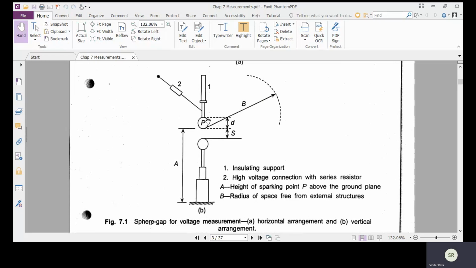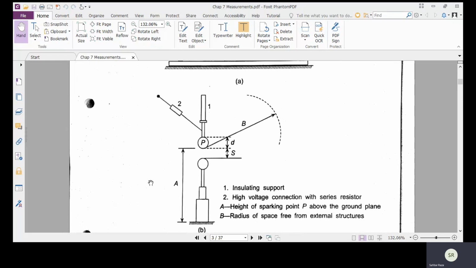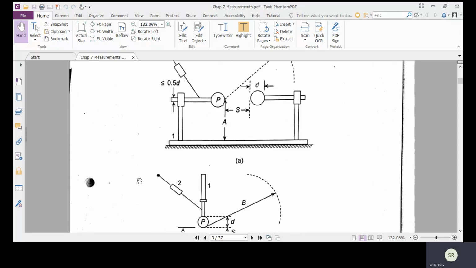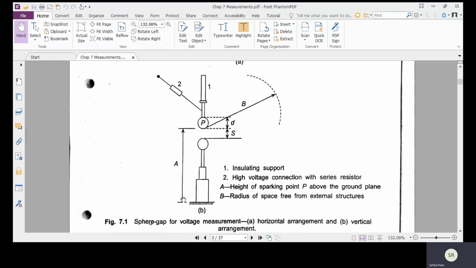In both the arrangements, one of the electrodes must be earthed. In horizontal arrangement, from the figure, it is clear that both the electrodes are earthed, which is represented in this form. But in vertical arrangement, one of the electrodes is earthed and the other one is not. In both arrangements, one of the spheres is static and the other is movable so that the spacing can be adjusted.